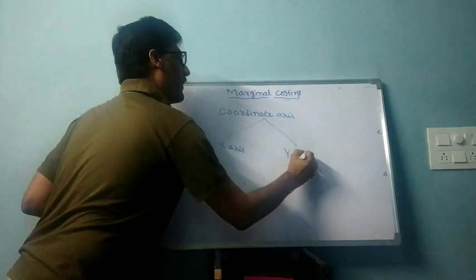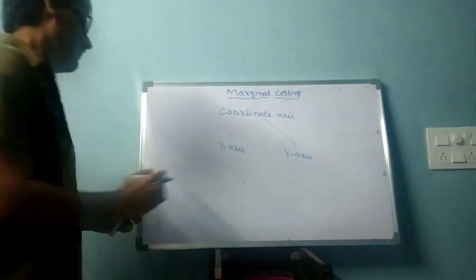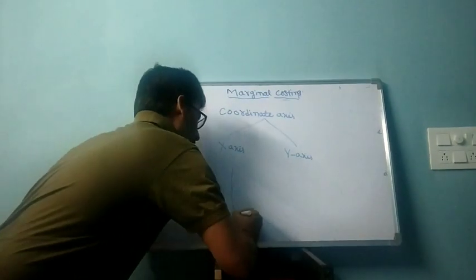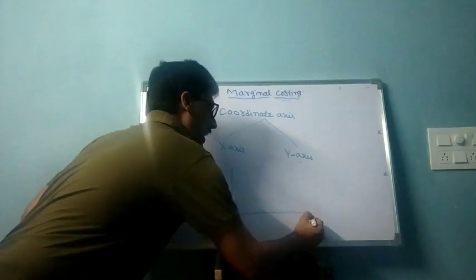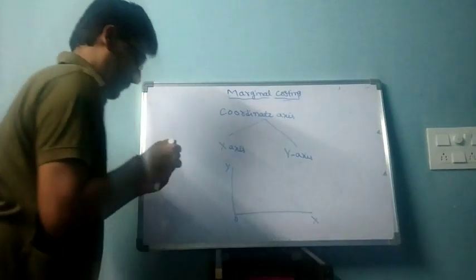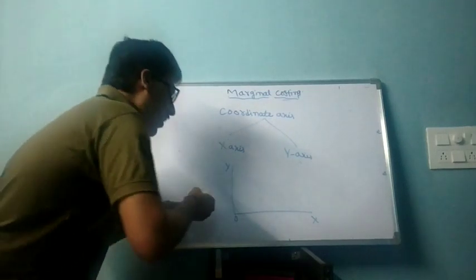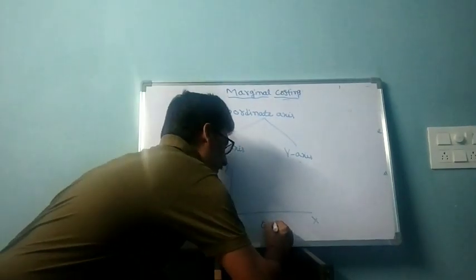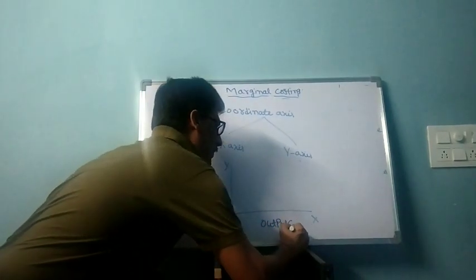How are we going to represent this on the coordinate axis? For example, this is the coordinate axis: O, X, Y. Always output will be taken on the X-axis. This output will be in units.